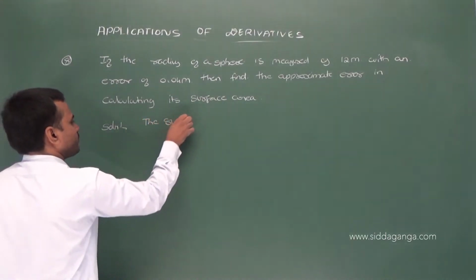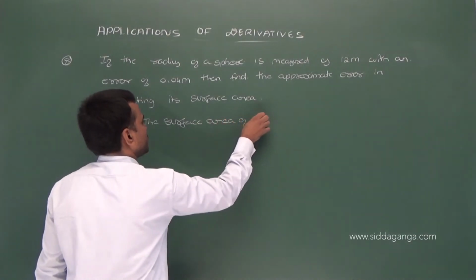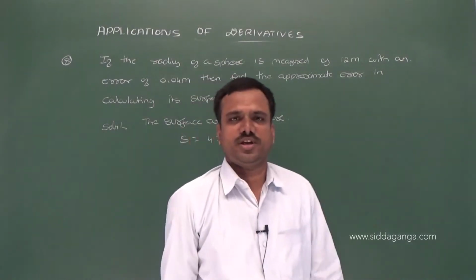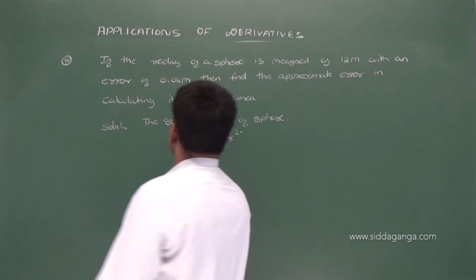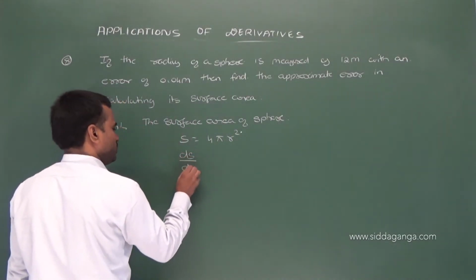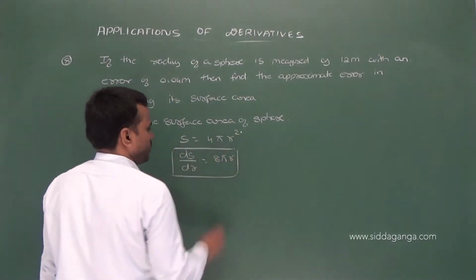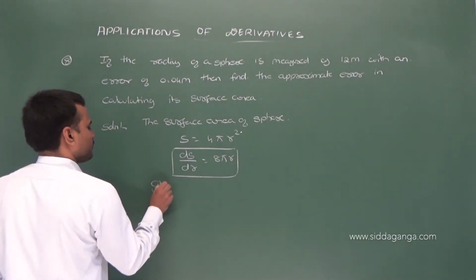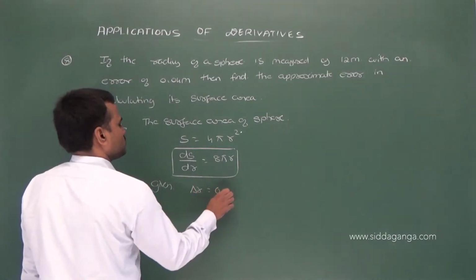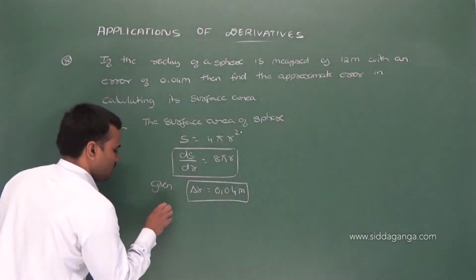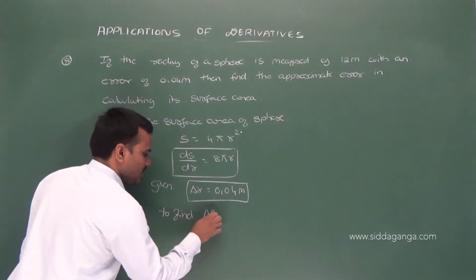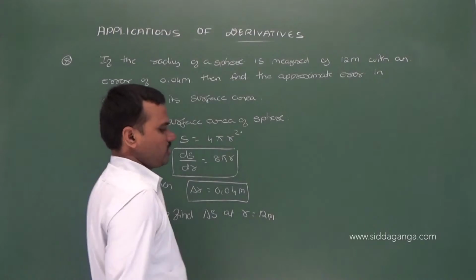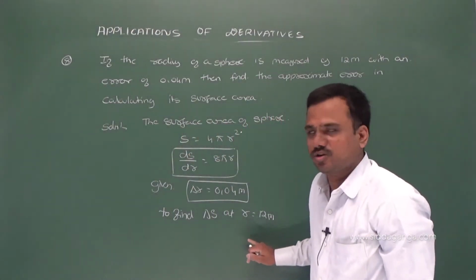The surface area of a sphere S is equal to what? 4 pi r square, correct now? Okay, dS by dr, that also I differentiate here only. So that is nothing but 8 pi r. Derivative of r square is 2r. So 2r into 4 pi, 8 pi r. Given delta r is 0.04 meter. To find delta S at r is equal to 12 meter.